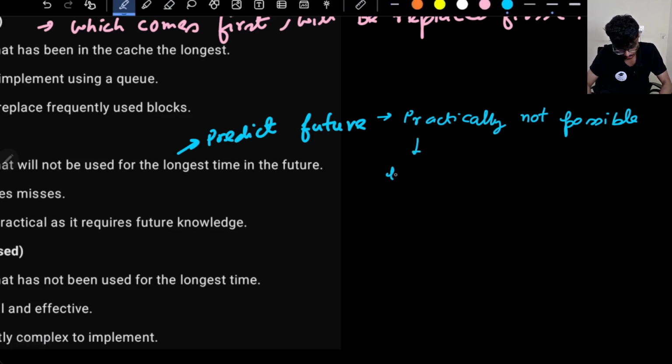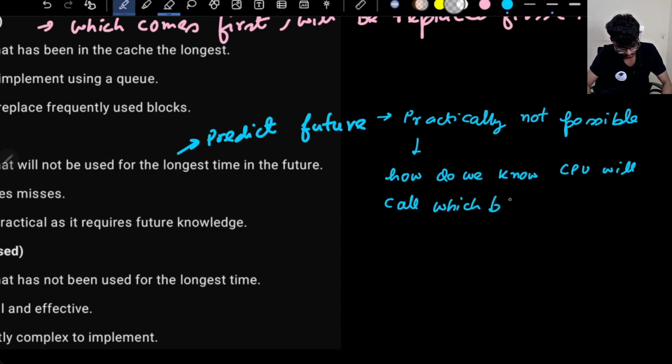Why? Because how do we know? How do we know the CPU will call which block?